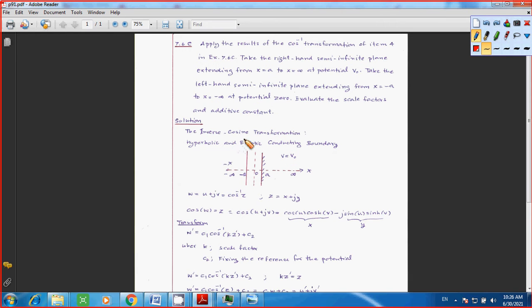So let's apply the inverse cosine transformation. You have W equal to U plus JV. That's equal to inverse cosine of Z, and your Z equals X plus JY. Or from this one, you can write cosine W equal to Z, right? And since your W equals U plus JV, you can expand the cosine term, cosine of A plus B, equal to cosine A cosine B minus sine A sine B.